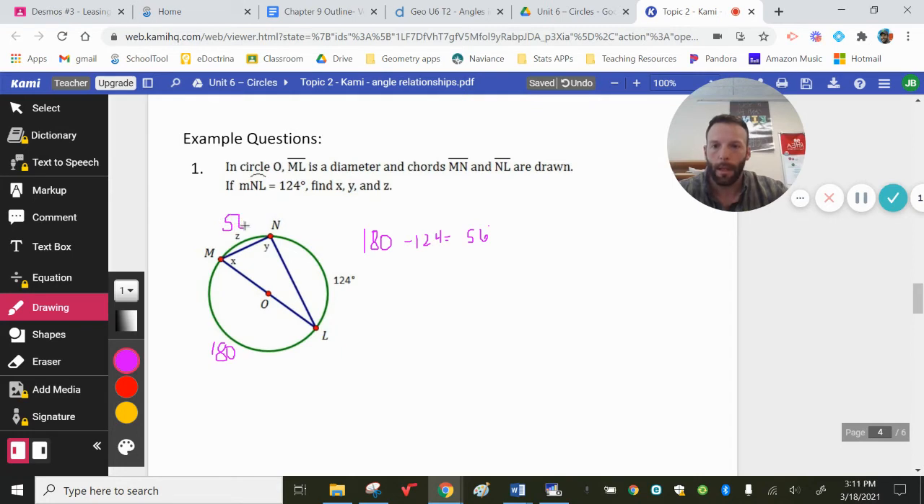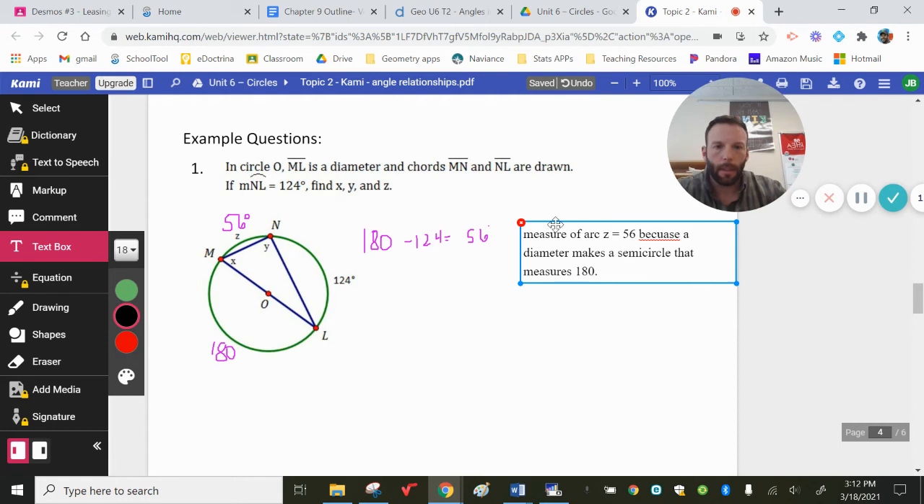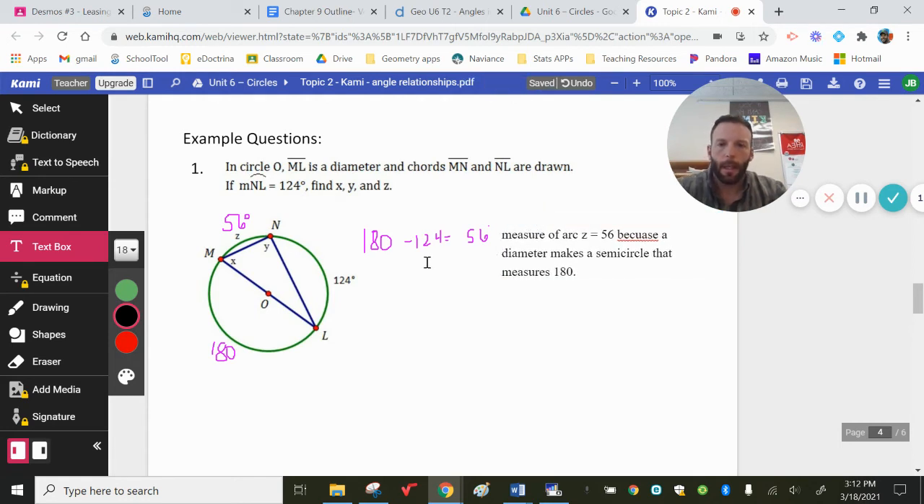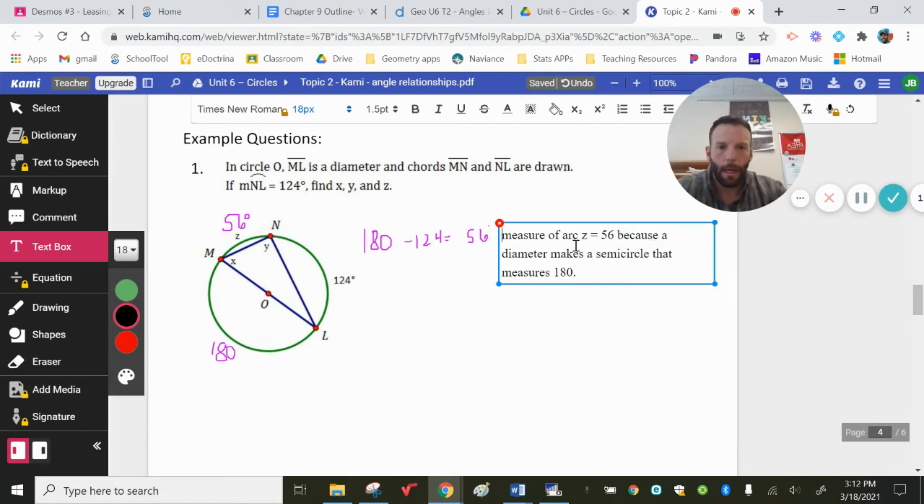So where they say find the measures of each of these letters X, Y, and Z, I know that Z has to be 56. Just to justify what I got here, I said that the measure of arc Z is equal to 56 because a diameter makes a semicircle that measures 180. So together, those two arcs have to add to 180. That part has to be 56. Okay, moving on. I'm trying to find both angle X and angle Y.